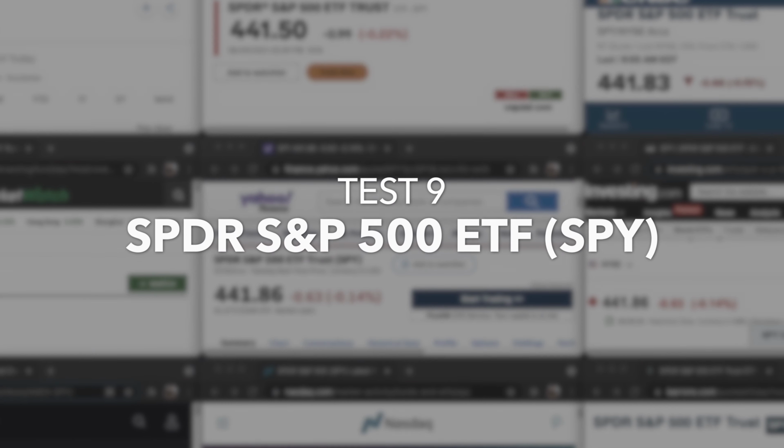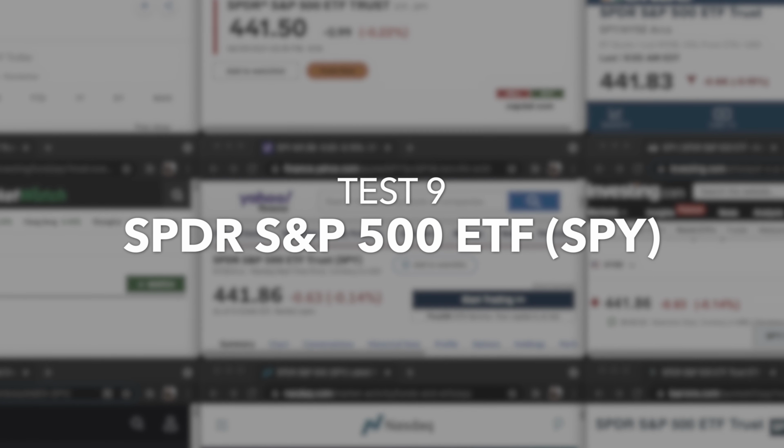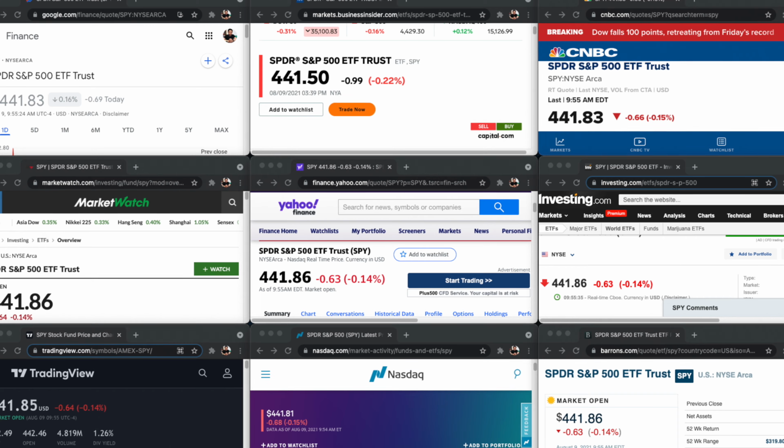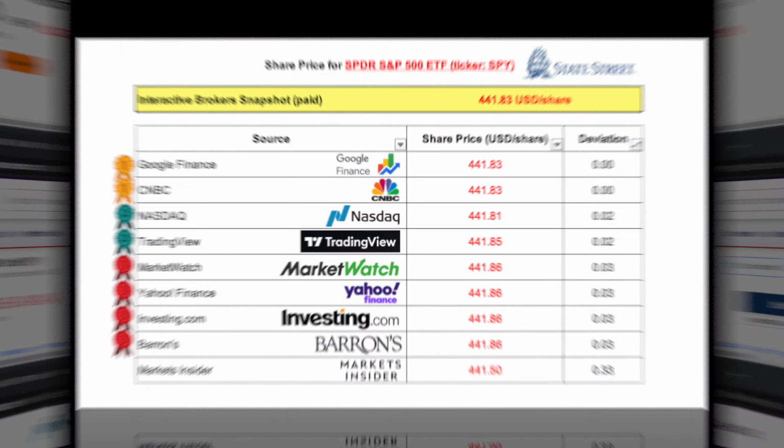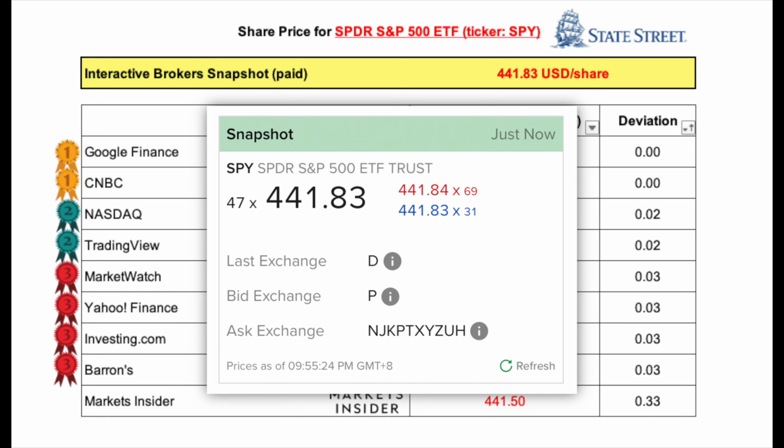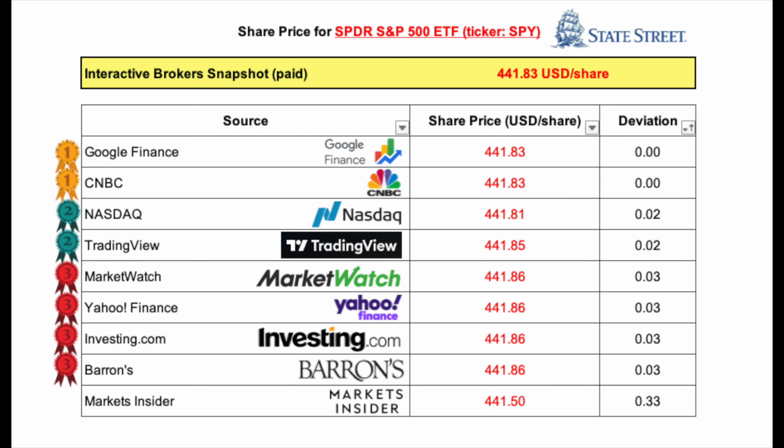Next, we have SPY, which is another S&P 500 ETF, but SPY is 15 times more liquid compared to VOO because it is an actively traded ETF. Here's the result. To be honest, they are all pretty close, with the winner here being Google Finance and CNBC with the same number as the live share price.